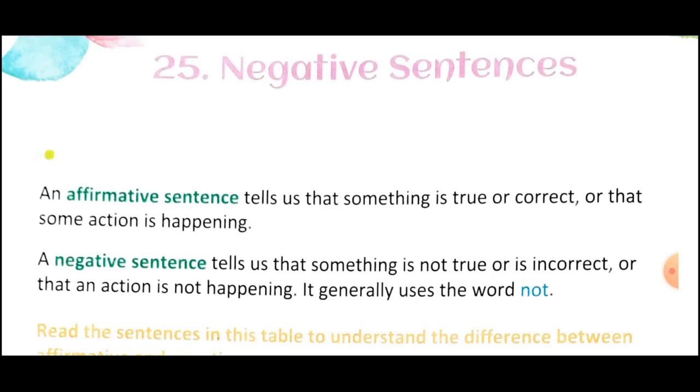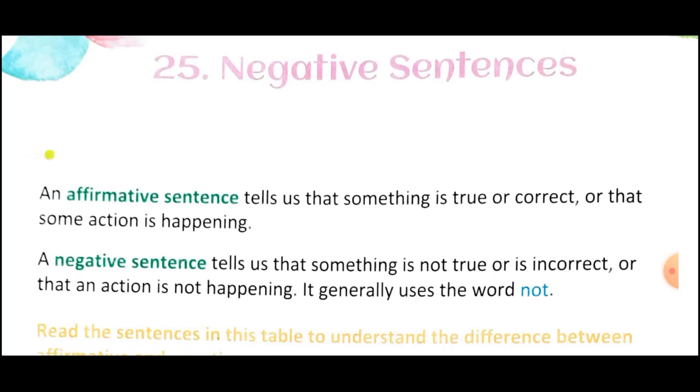Now let's see this chapter in detail. First, affirmative sentences tell us the true or correct event or action that has happened. And negative sentences tell us the thing which is not true or which is incorrect, which has happened.